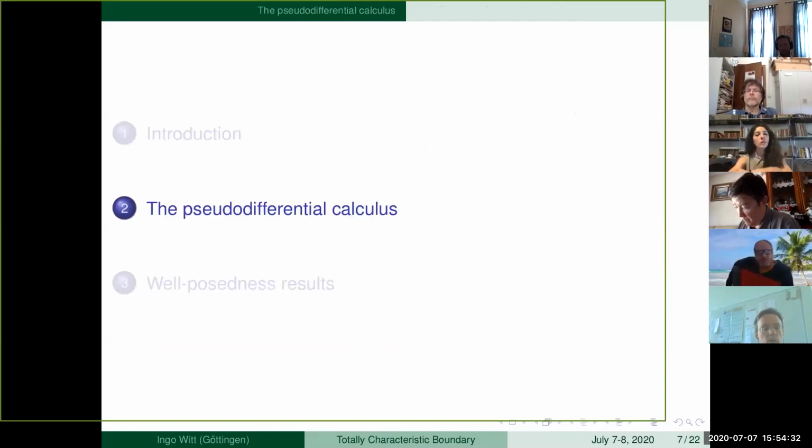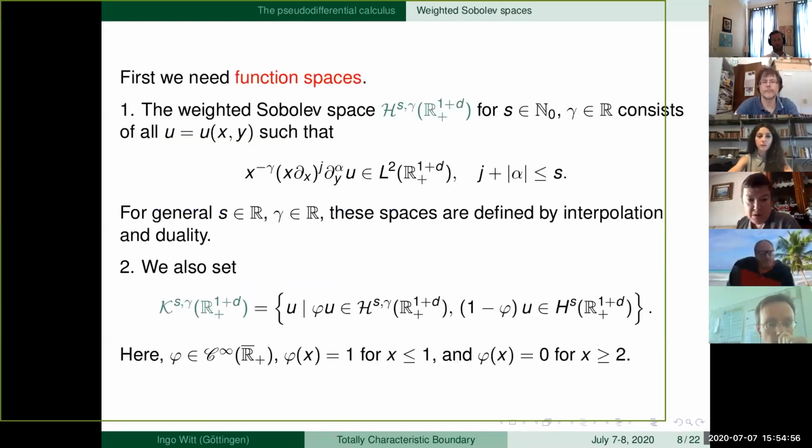Okay, so once I've told you what the hyperbolicity condition is, this will be our symmetrizable hyperbolic in this degenerate context. We need an appropriate two-dimensional calculus to symmetrize the system here, and this is what I'm going to introduce next. So first, we start with function spaces. Some of you might already know this, so I will be quick about that.